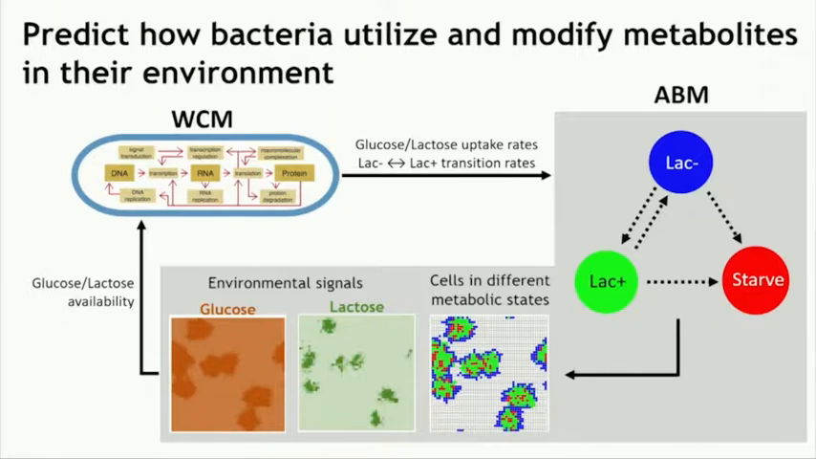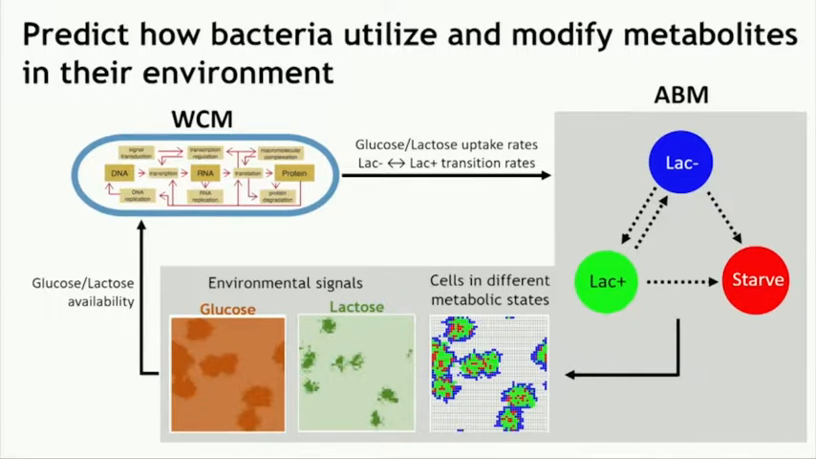And cells can transition between 3 different states: either expressing the lac operon and able to metabolize lactose, or not, or starving. And so we've put this into a multi-cell agent-based model, and we're able to predict how these cells change over time when given an environment at high glucose or low glucose or lactose. And we can also compute how the concentrations of these carbon sources change over time. And so that information can then be fed back into the whole cell model to generate a new set of conditions that then predict uptake rates and operon transition rates.